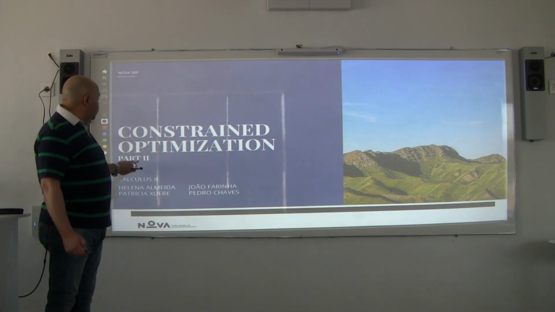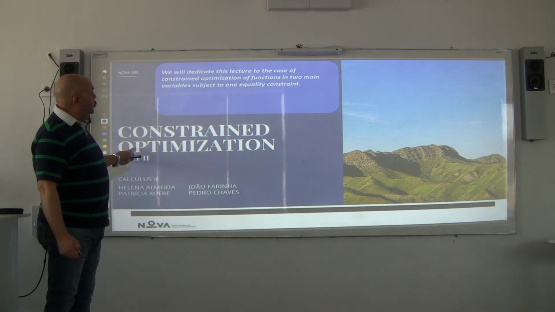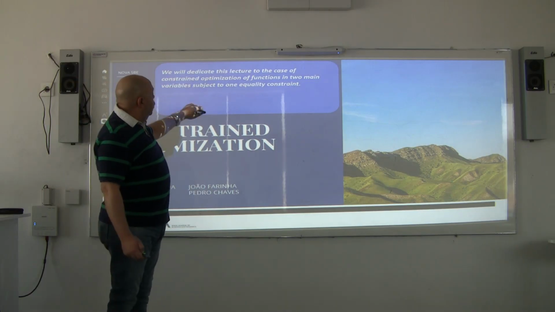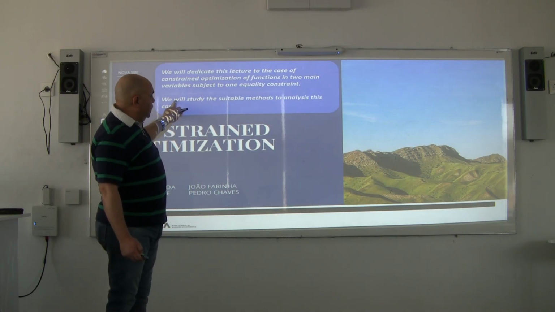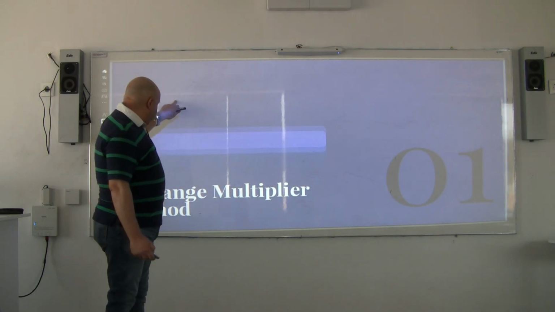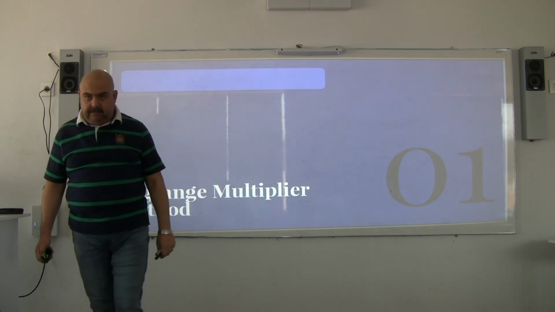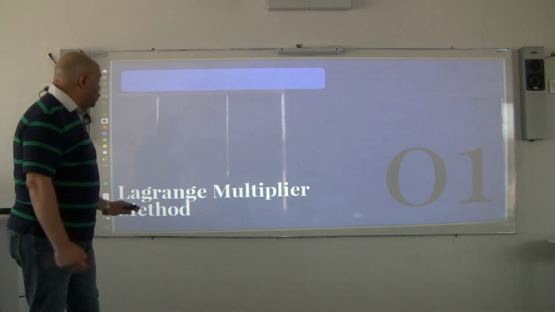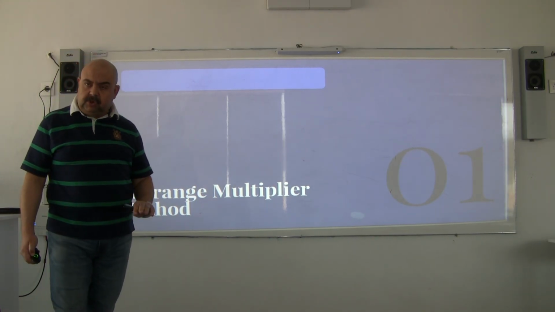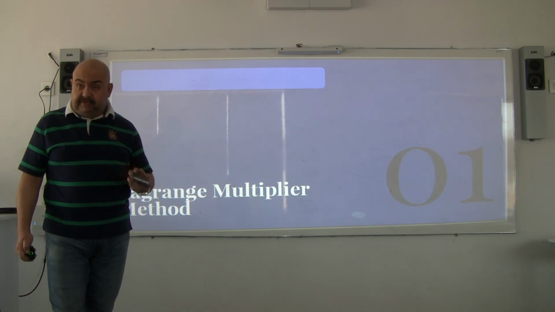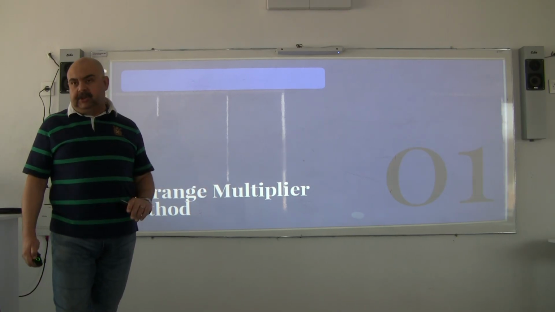Okay, constraint optimization. This is part 2 or the second part, and it will be dedicated for the constraint optimization with one inequality constraint. We will study the suitable method to analyze. Okay, that's the introduction for the Lagrange multiplier method. The Lagrange multiplier method is one of the very successful methods in treating the problems in general, and the most famous one with equality constraint.